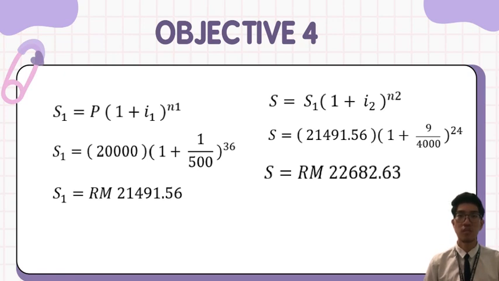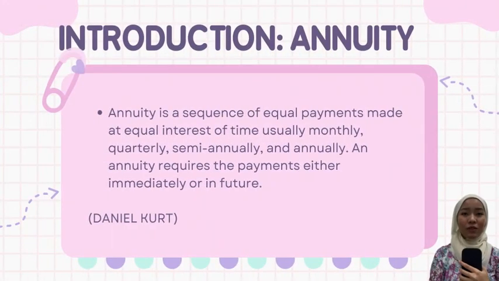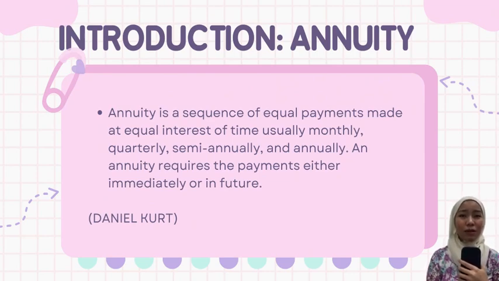Lastly, use the formula S equal S1 in bracket 1 plus I2 to the power of N2 to find S. So we got 21,491 ringgit 56 cents multiplied with 1 plus 9 over 4,000 to the power of 24. So we got S is equal to RM 22,682.63 cents.